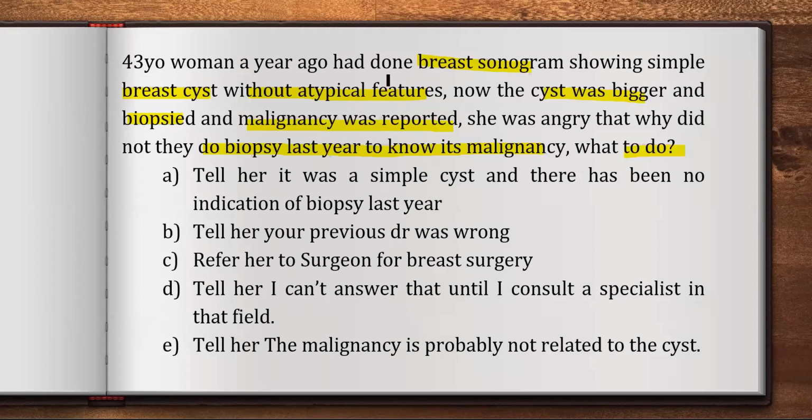So, 1 year ago, she had those diagnosed. Now the cyst has got bigger, biopsy and malignancy reported. Now she's angry that why the biopsy was not done last year. So your options are: tell her it was a simple cyst and there has been no indication of biopsy last year. Tell her your previous doctor was wrong.